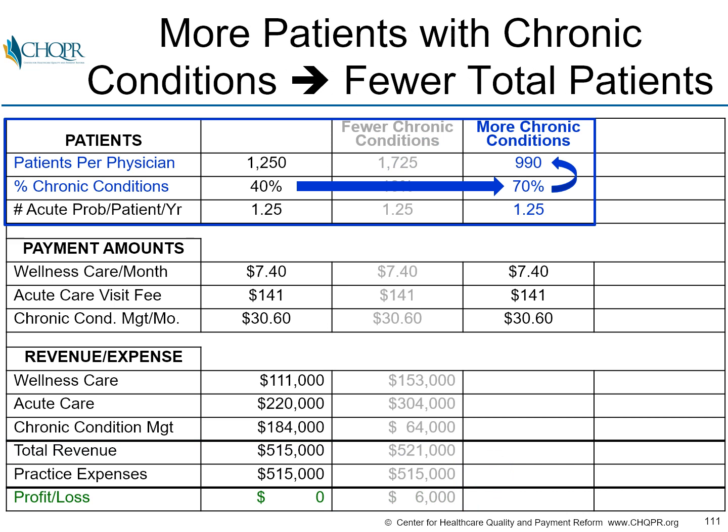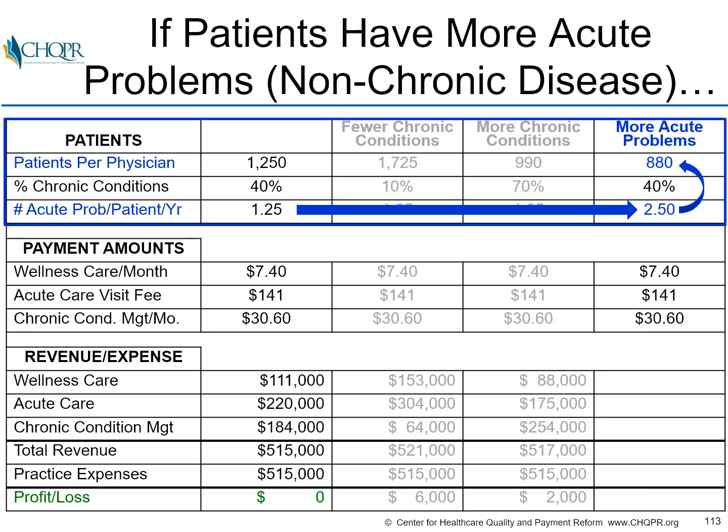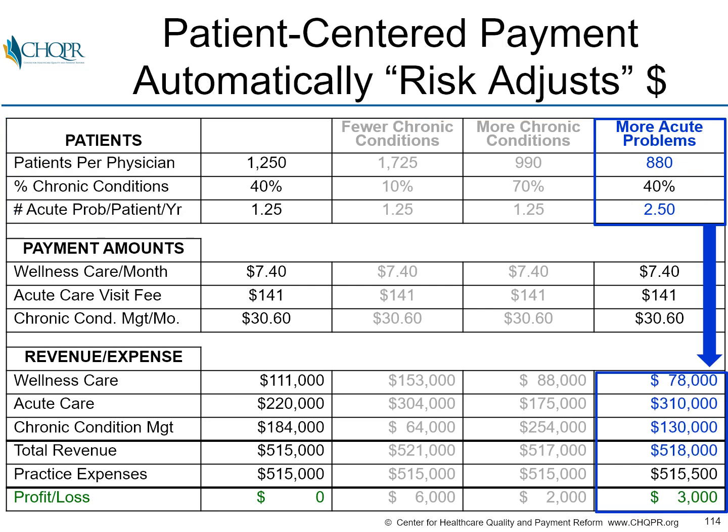Conversely, if a higher share of the practice's patients have a chronic condition, then the practice would need to have fewer patients in total in order to spend adequate time with the higher need patients. Although there are fewer patients, the higher revenues for chronic condition management payment offset the smaller revenues for wellness and acute care, and so the practice is still able to cover its costs. If the practice has patients who experience acute care problems more frequently, the practice will also need to manage fewer patients in total because it will be busier with acute care problems. But because the practice is being paid based on the number of acute problems it addresses, it once again receives adequate revenue to cover its costs.